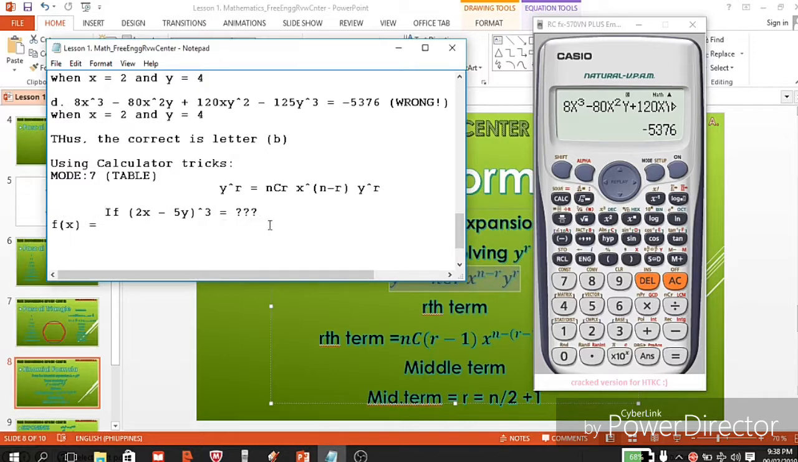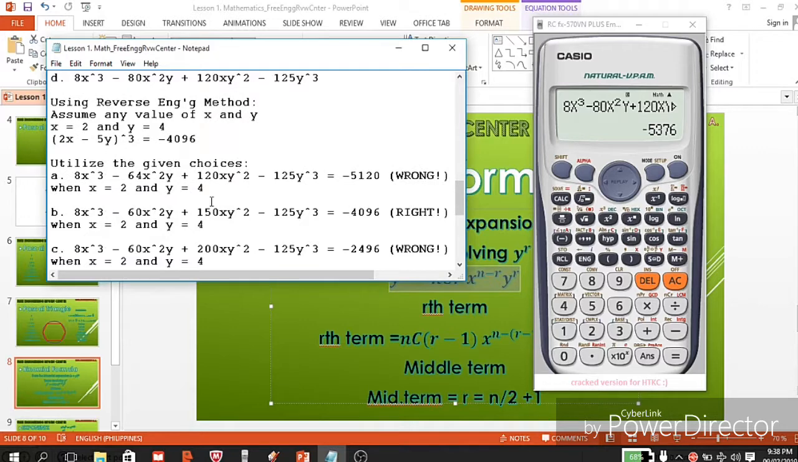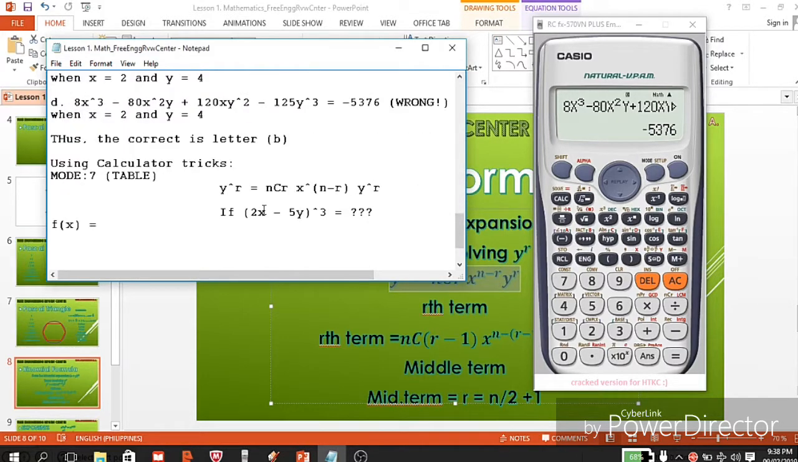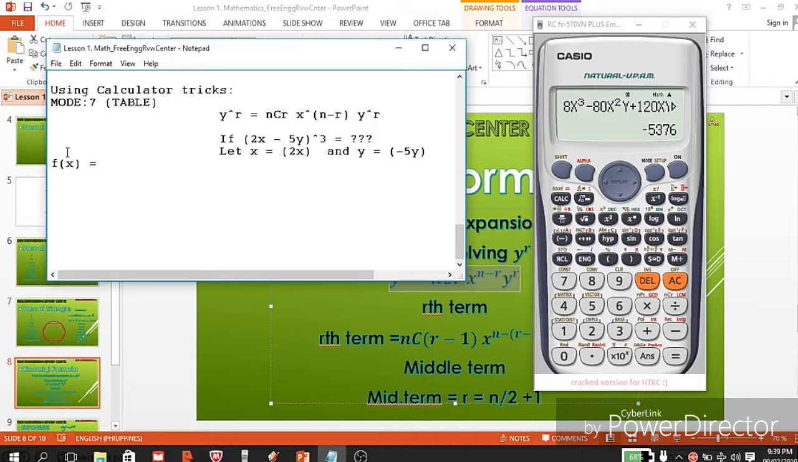So what I'm going to do is use the same procedure. We just need to let x equal x, y equal negative 5y. So what we're going to type in here is this variable.